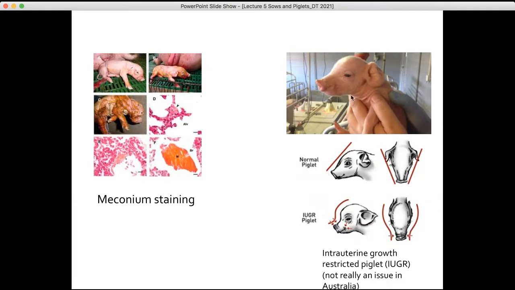Another thing to be aware of is this condition called intrauterine growth restricted piglets. Once again, not so much an issue in Australia because of our litter sizes, but certainly if you go overseas, in countries like Denmark, you will see a lot of these piglets. They are piglets that have had their growth restricted in utero because of large litter sizes. You can distinguish them by this dome-shaped head. They're also born with lower glycogen stores in their liver, and they've just got less vitality to them, and they usually have lower birth weights as well.